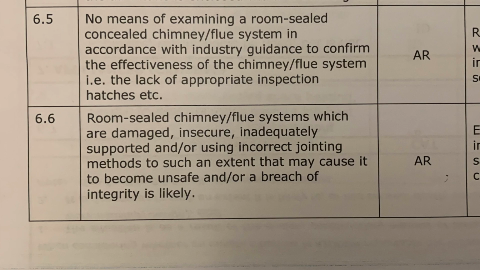Believe it or not, there is nothing in IGEM 11 to say what a bodged flue is. So the only one anywhere close to it is 6.6, which says room sealed chimney flue systems which are damaged, insecure, inadequately supported and or using incorrect jointing methods to such an extent that they may cause it to become unsafe and or breach of integrity is likely. And they've at-risked it. But would you at-risk this situation? Not a chance would I be at-risking this. What's your opinion on it?